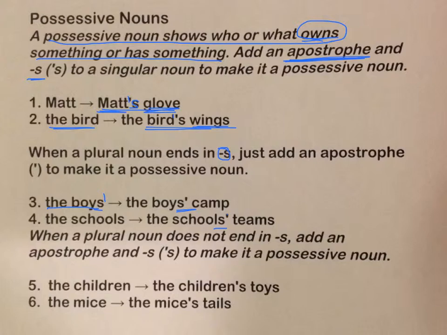When a plural noun does not end in S, add an apostrophe and S to make it a possessive noun. For example, children. Children is plural, it's more than one, but it doesn't end in an S, so then you go back to what you did up here, where you just add the apostrophe and the S. Same with the mice. Mice is more than one, so when you're talking about their tails, you would say the mice's tails. Apostrophe S.